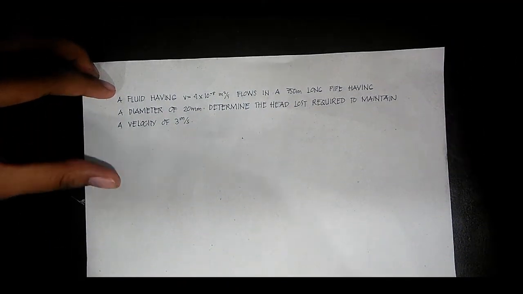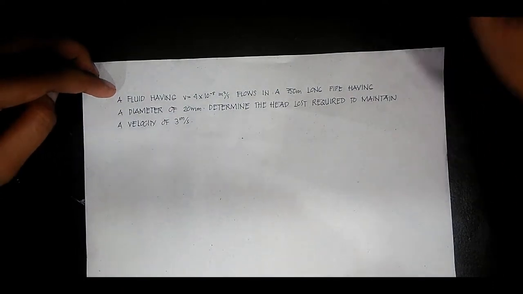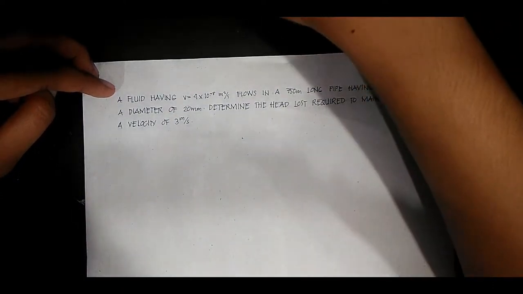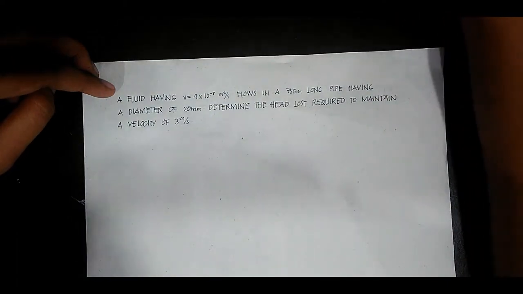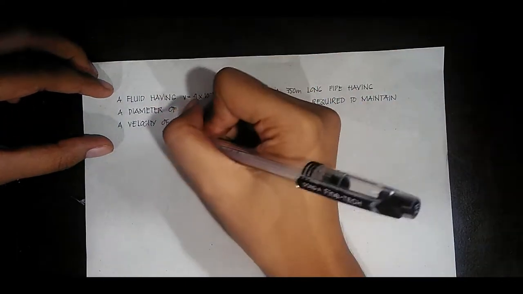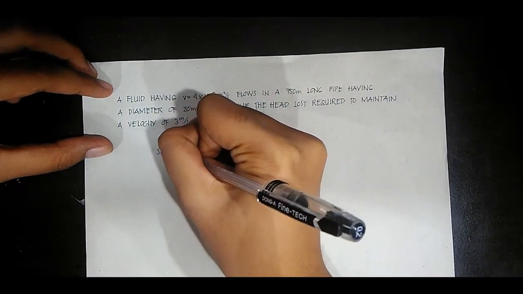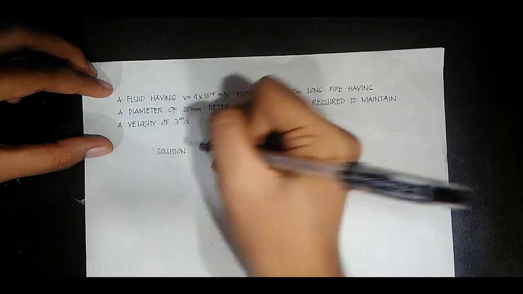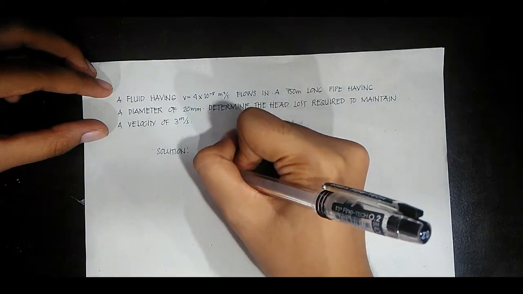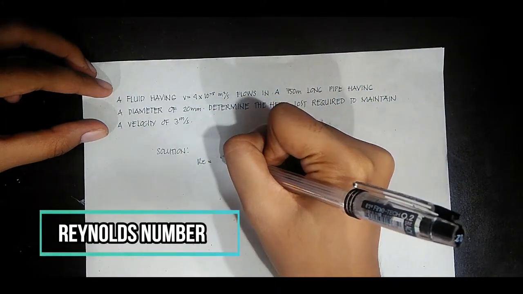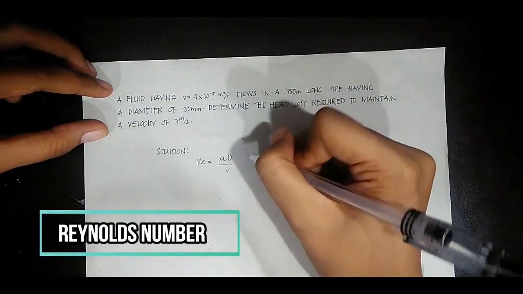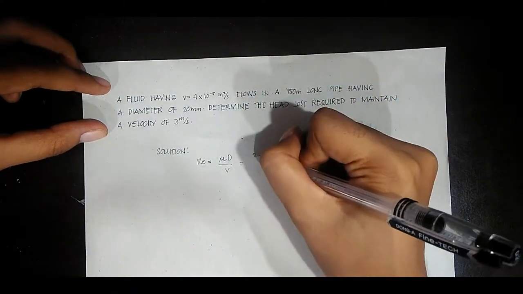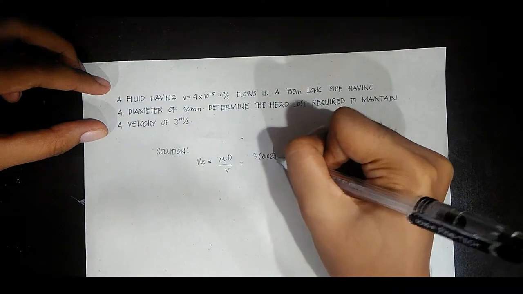A fluid with kinematic viscosity v equal to 4 times 10 to the power of negative 5 meters squared per second flows in a 750 meters long pipe having a diameter of 20 millimeters. Determine the head loss required to maintain a velocity of 3 meters per second. This problem is only direct substitution, so we will insert the given values to the formula of Reynolds number, Re is equal to v times D over nu.